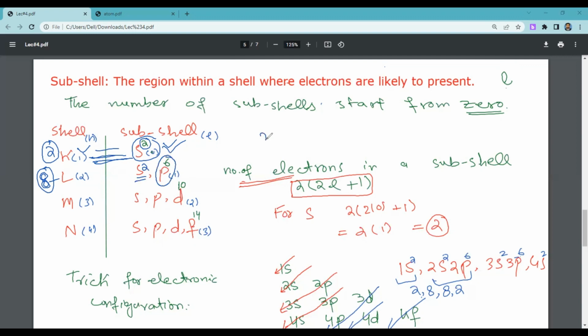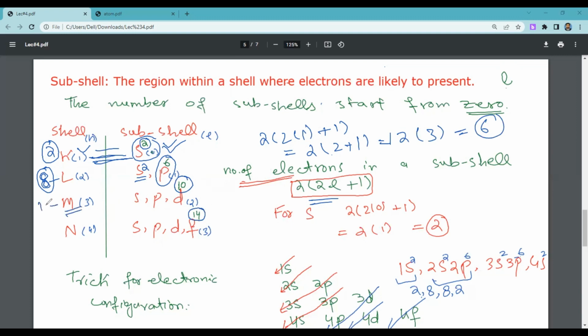You can also calculate the number of electrons in P by using this formula: 2 into (2 times 1 plus 1), which is 2 into 3, equal to 6. Similarly, you can calculate the number of electrons in D, which are 10. You can also calculate the number of electrons in F, which are 14.